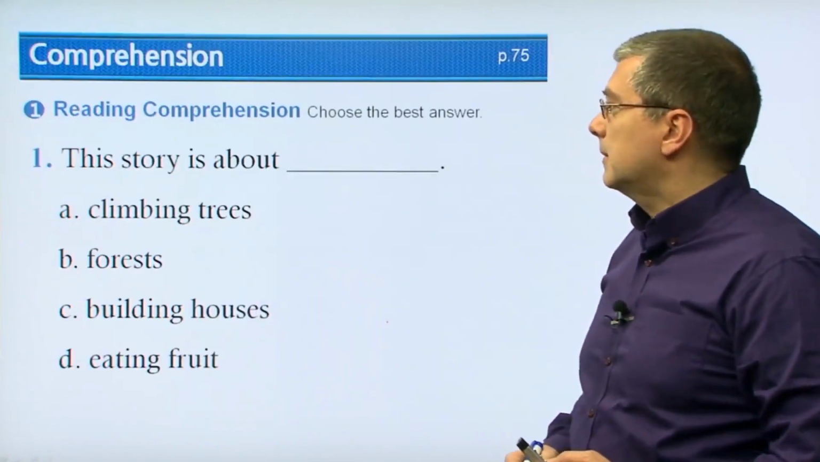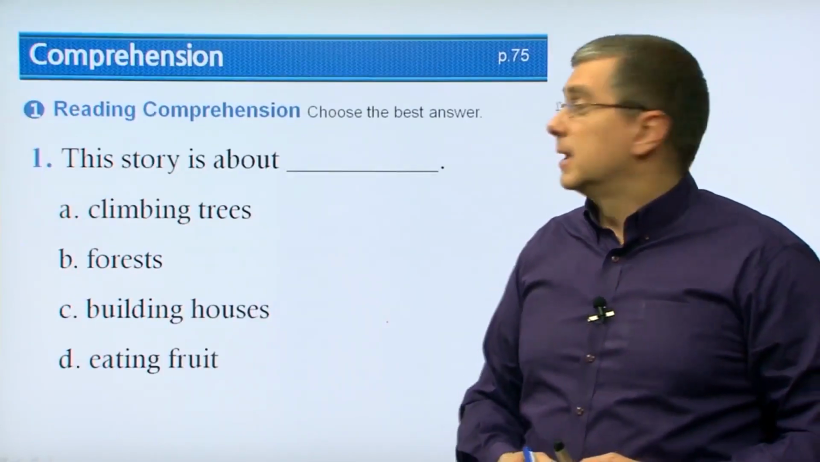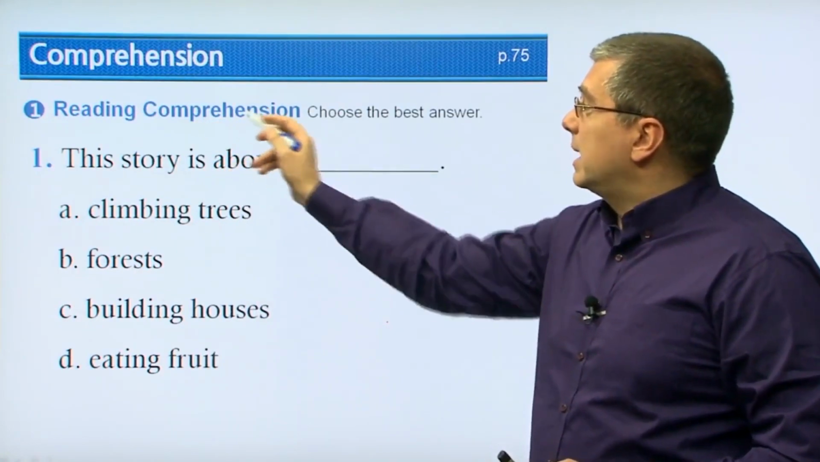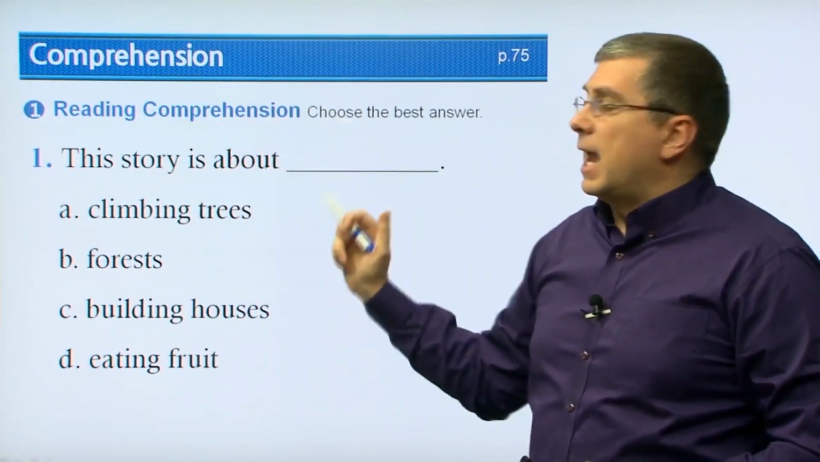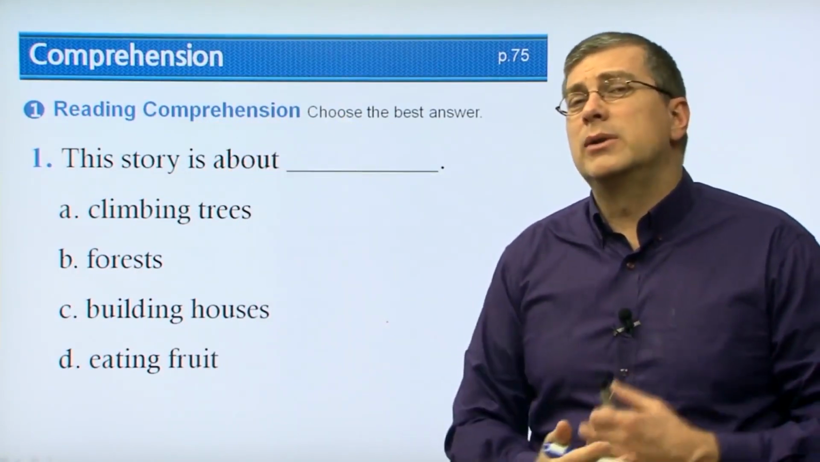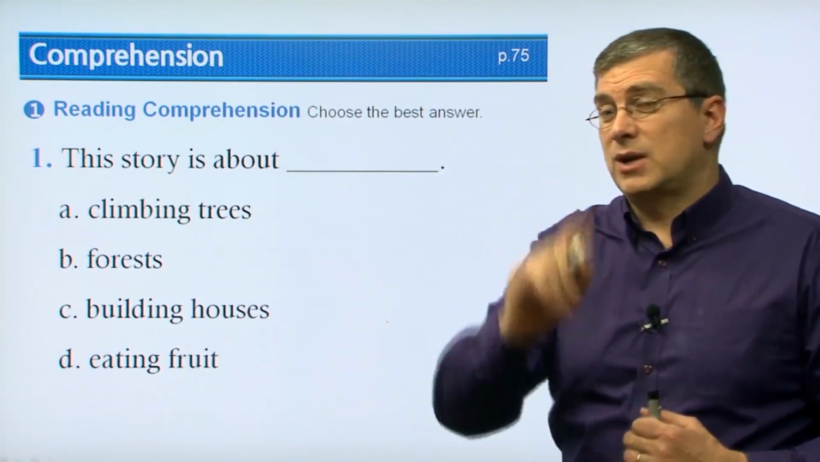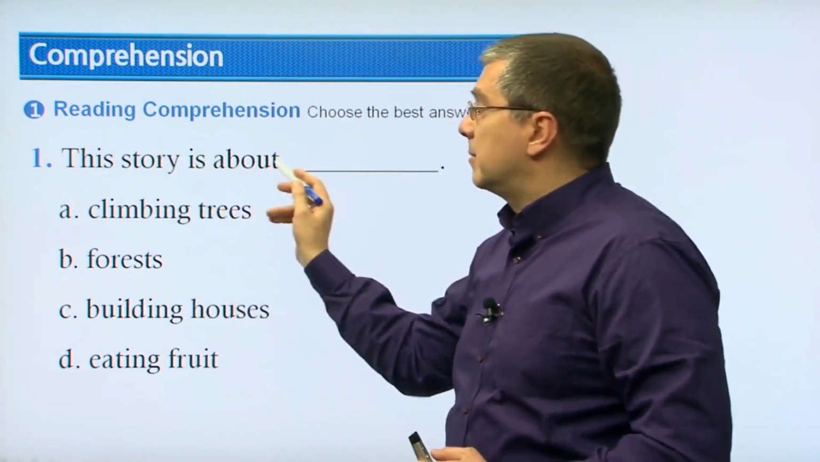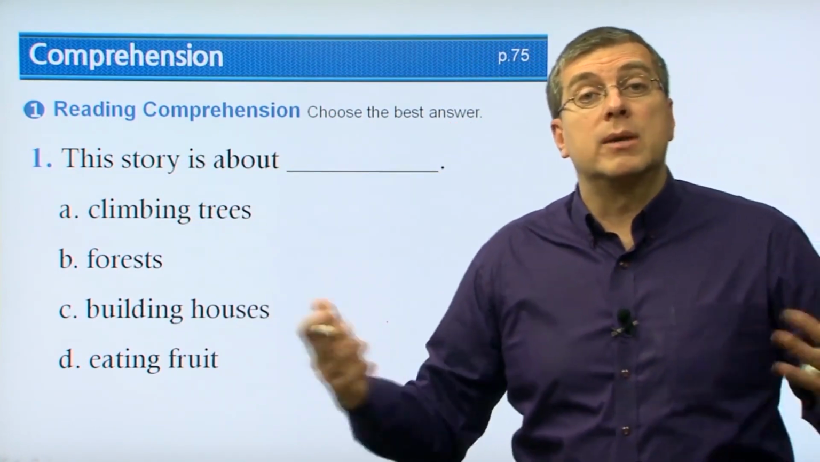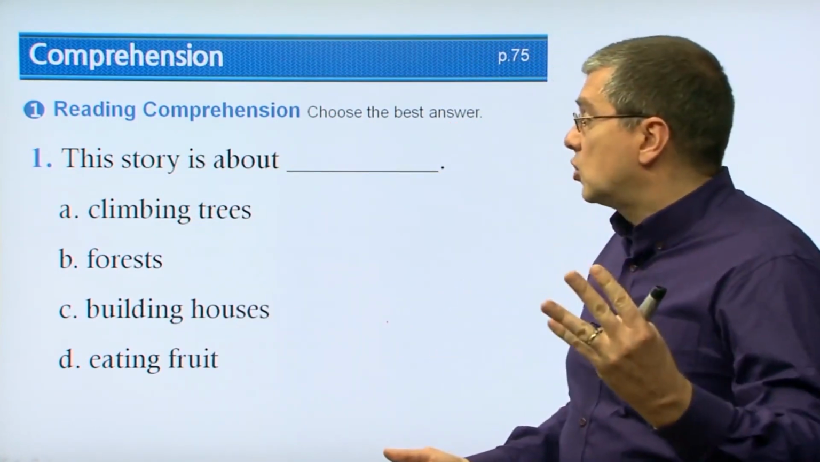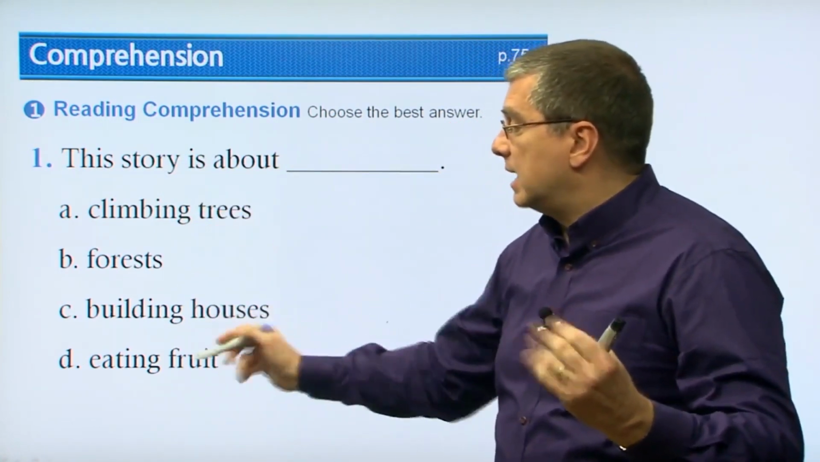Okay. Let's talk about this story. Now we're going to go over some reading comprehension questions, right? And we're going to see how well you understood the story. The first question, this story is about. What was that story about? We have 4 choices, A, B, C, and D.